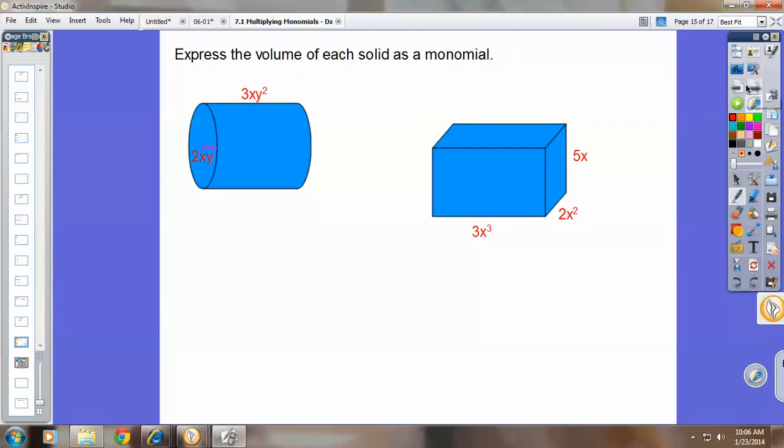Let's go to the next slide, if you would, please. On the next slide, we have 2 different figures. Now, I'm not giving you the formulas because I want you to look them up. In your textbook, there is a spot where you can find your formulas. It is on the back side, really the last page. So you need your book.